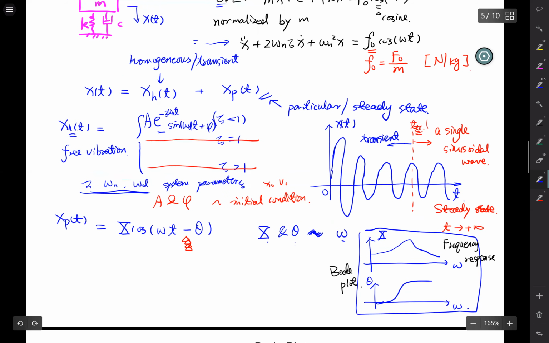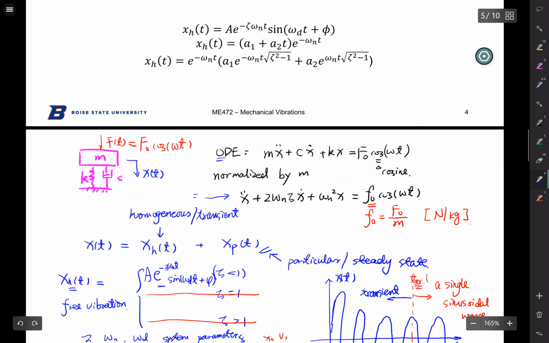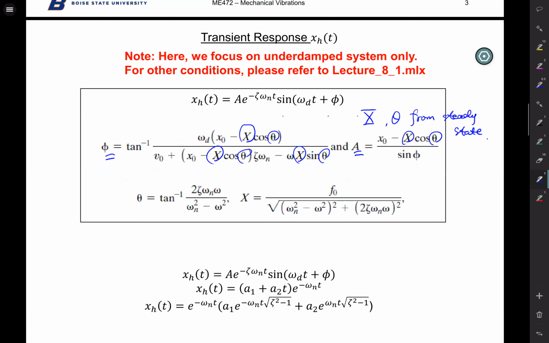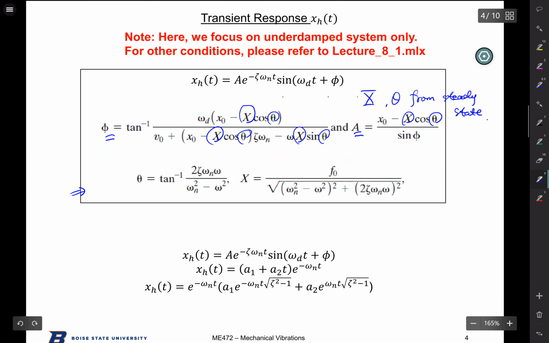So how can you find the equations? Remember, you go to slide number 4 and use all the equations there. And pay attention: these equations only work for F_0 cosine omega t. They only work for this force excitation, and they only work for this system.